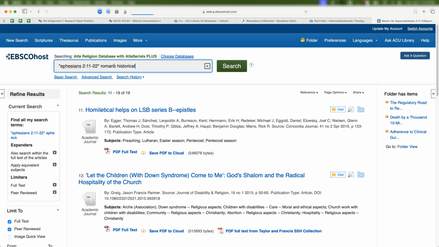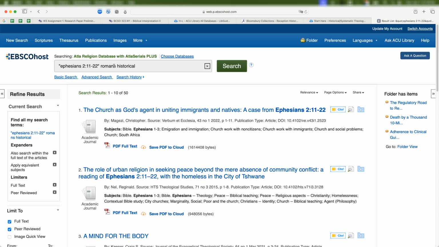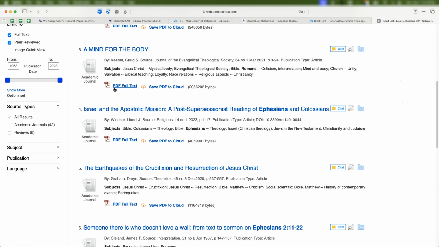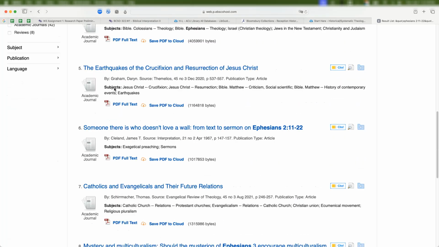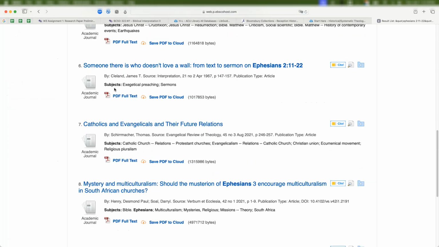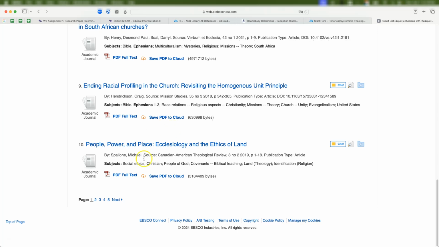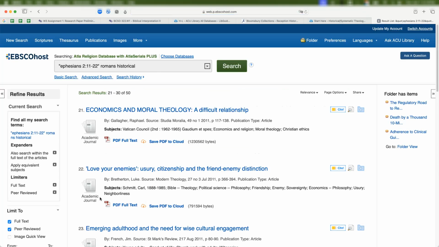results. So if we're doing a search for Ephesians here with Romans and historical, because we're looking, okay, well, what did this mean in that time? Then we can find more results from that according to what we are looking for. So this is talking about the ethics of land. Slightly different direction, but definitely relevant to immigration and understanding that passage in that context.